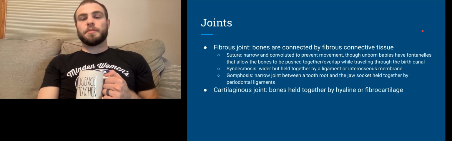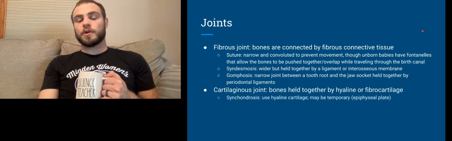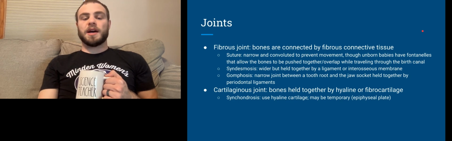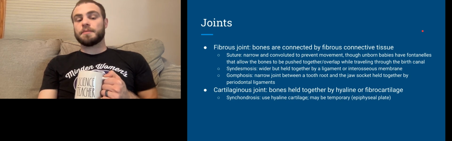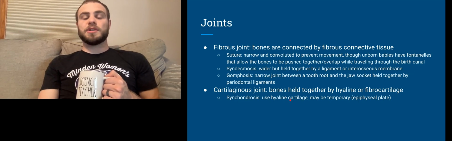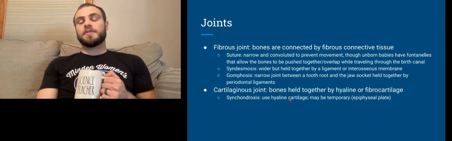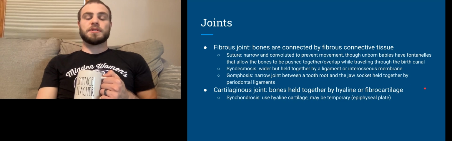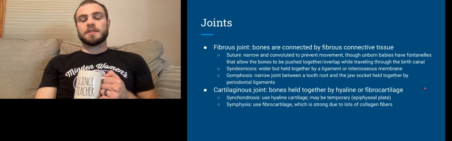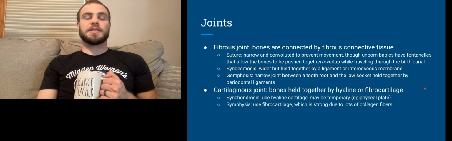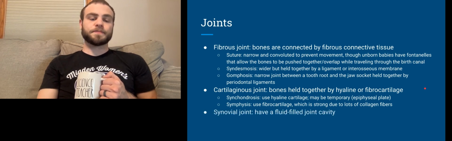A cartilaginous joint is going to be a joint held together by hyaline or fibrocartilage. It's going to include things like a synchondrosis, where it's going to be using hyaline cartilage. This may be a temporary joint. For example, your epiphyseal plates do contain hyaline cartilage, and they are joining the epiphysis and the diaphysis together. And so that is an example of a temporary synchondrosis joint, but they may be permanent. And then you have your symphysis, which are going to be using fibrocartilage, and they're going to be very, very strong joints because fibrocartilage has lots of collagen fibers within it.